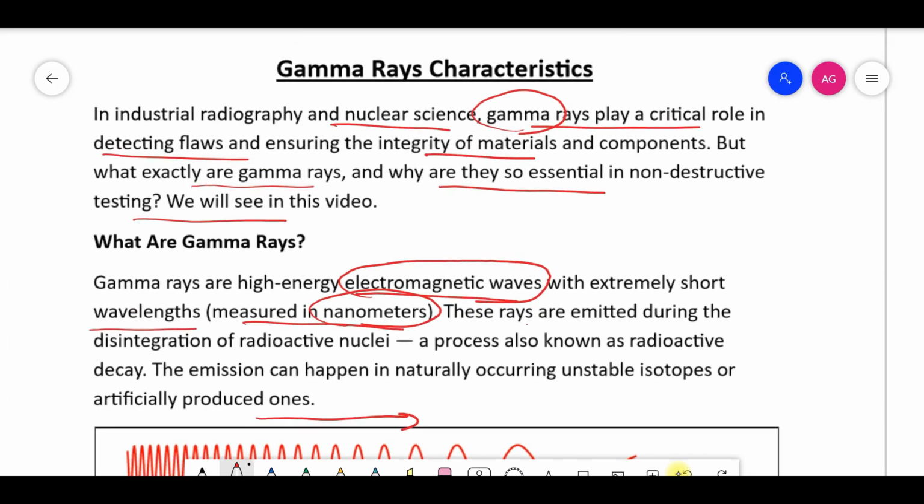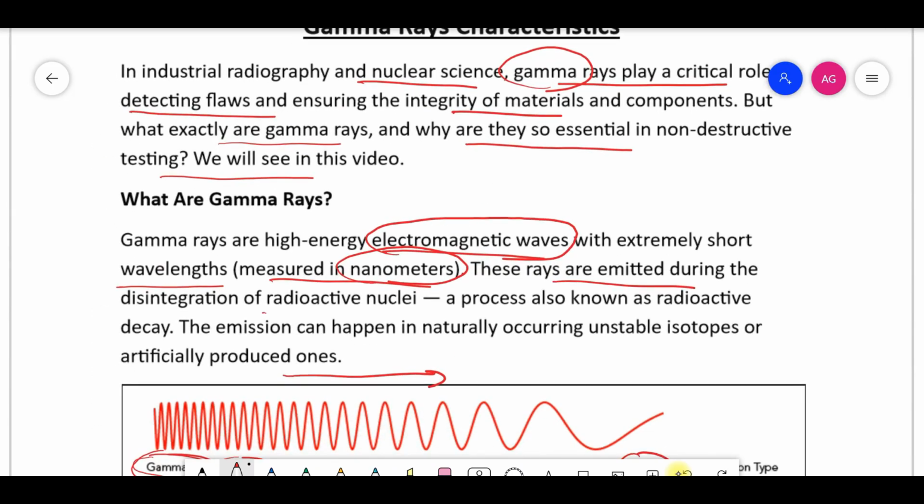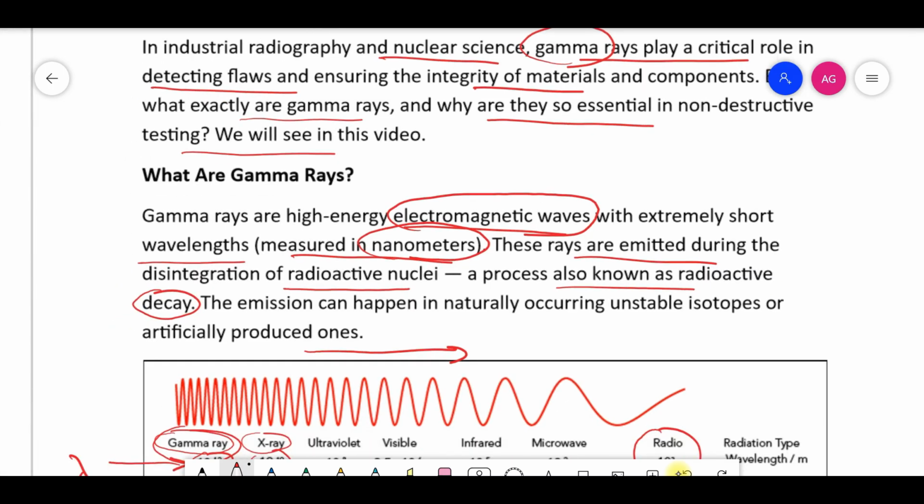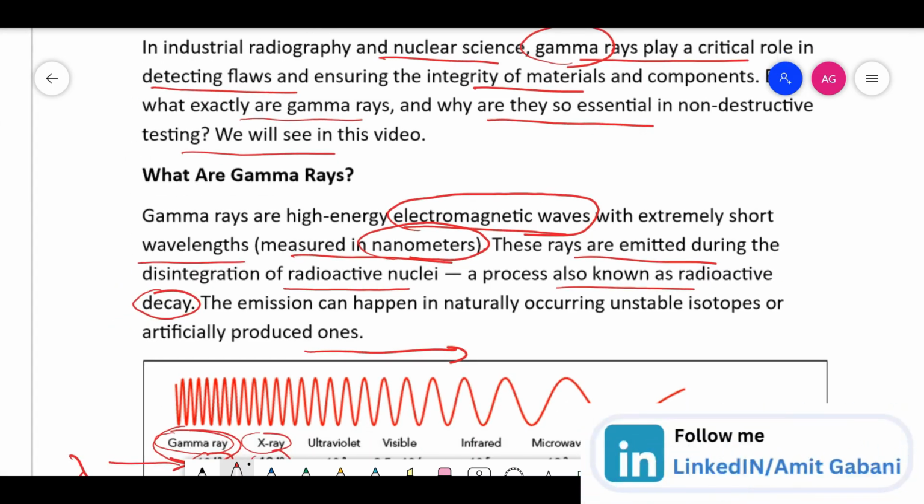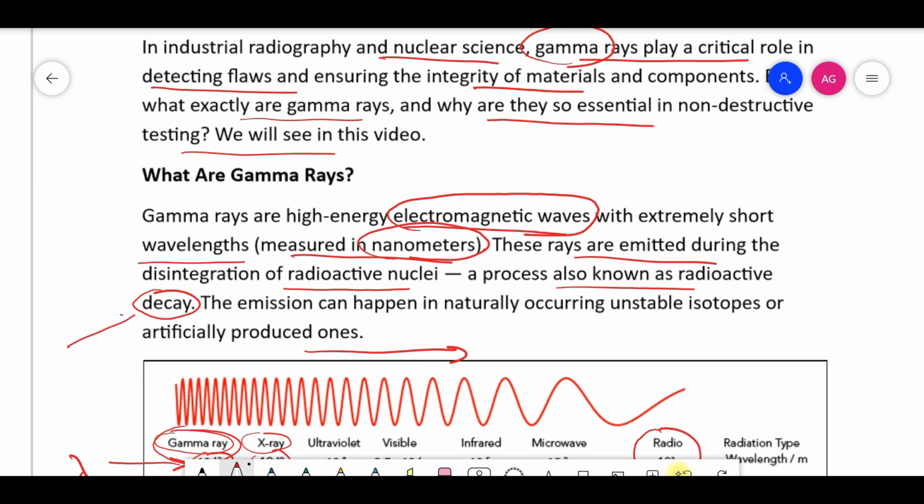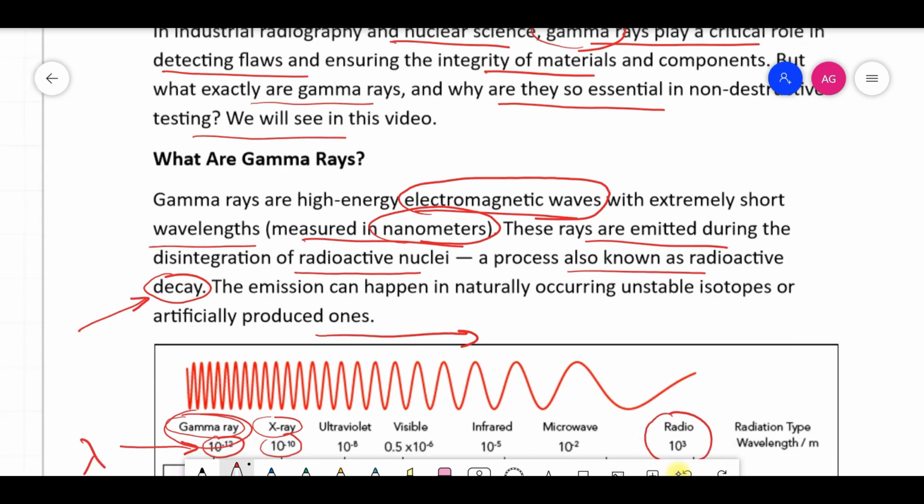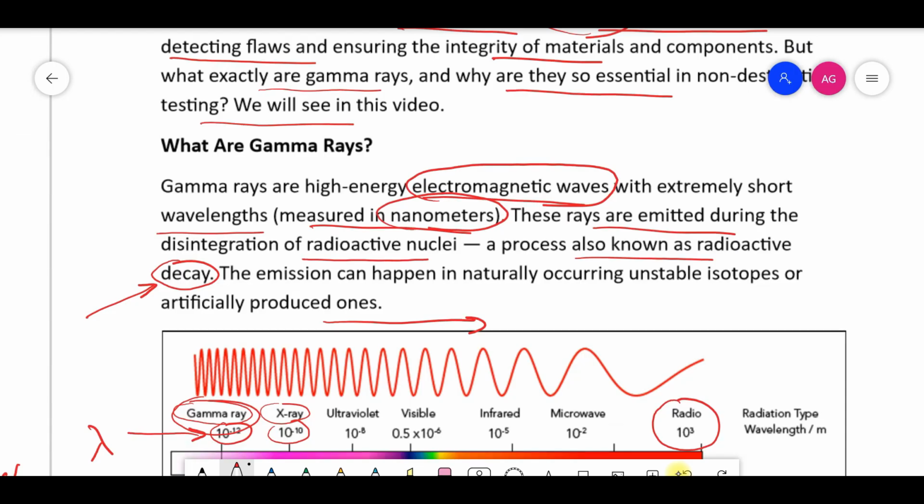This radiation is emitted during the disintegration of a radioactive nucleus. The process is also known as radioactive decay. What happens in radioactive decay is that the material, that is the nucleus, tries to go from an unstable to a stable form, and it decays over time. Whenever a decay or disintegration happens, you get different radiations like gamma rays, alpha particles, and beta particles. The emission can happen in naturally occurring unstable isotopes and artificially produced ones.